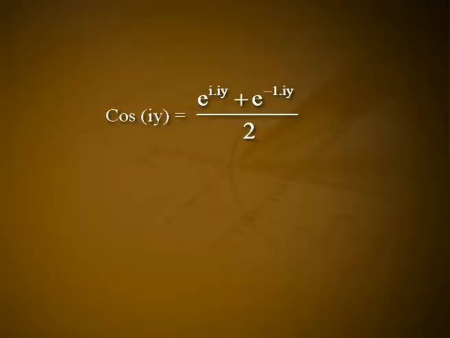Cos iy is equal to (e^(i·iy) + e^(−i·iy)) / 2, which is equal to (e^(−y) + e^y) / 2, which is equal to cosh y. Example 1 helps us to verify the equations.